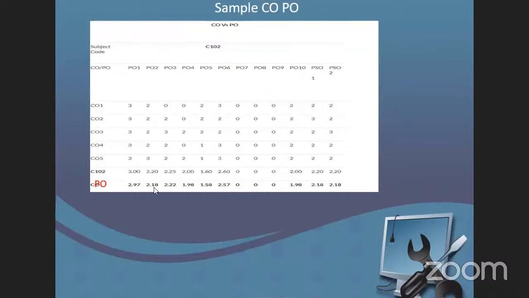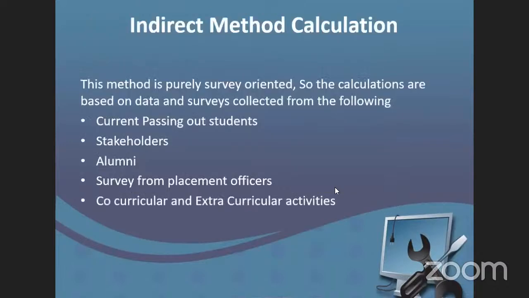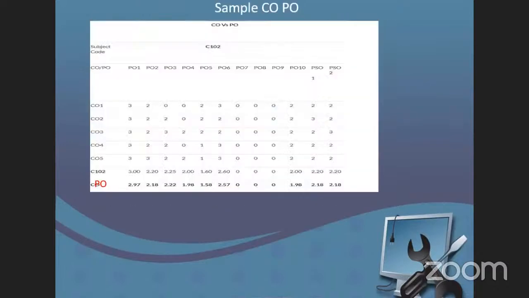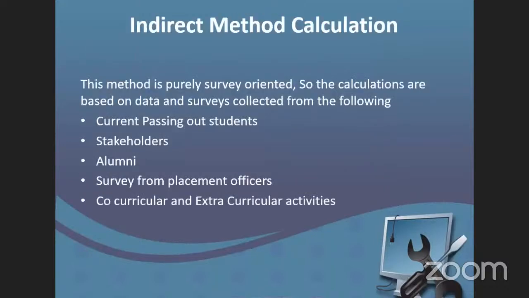So all these values correspond to the PO attainment. Then what I am going to do? You have this as the value for direct attainment. Here I marked in red, right? All these values are the value for PO attainment through the direct method. Direct method for PO attainment is only through CO-PO mapping. What is the indirect method? Indirect method is common for both.